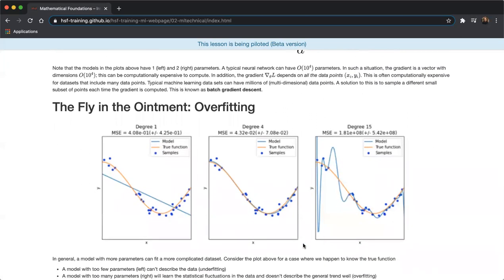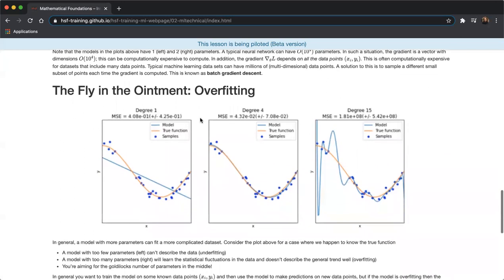There is something you should be careful of, though. It's called overfitting. In general, a model with more parameters can fit a more complicated data set. Let's have a look at the plot above. A model with too few parameters, here only one parameter, can't sufficiently describe the variations in the data. So this is called underfitting.